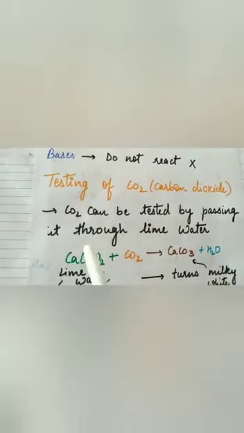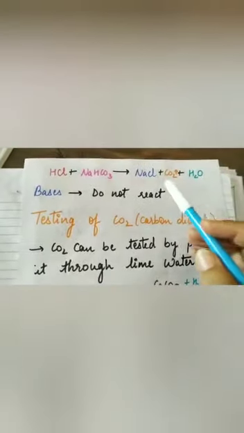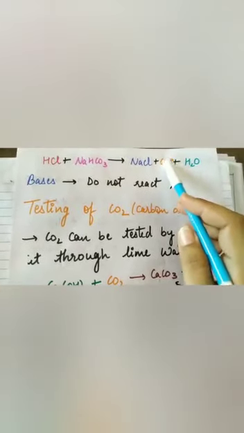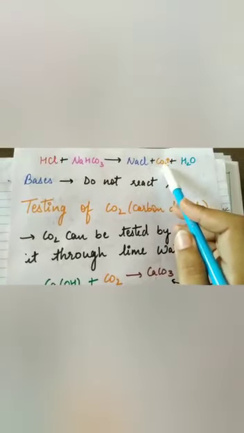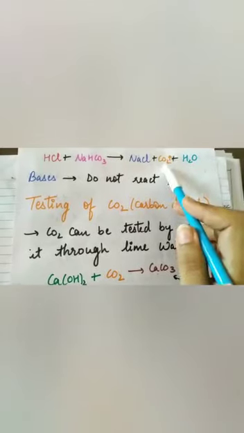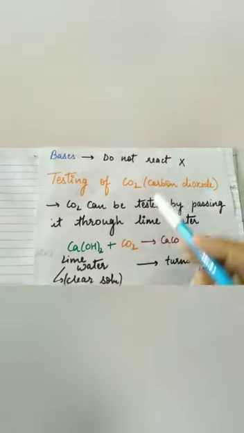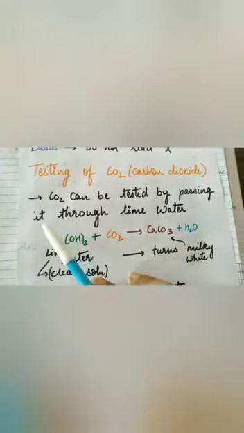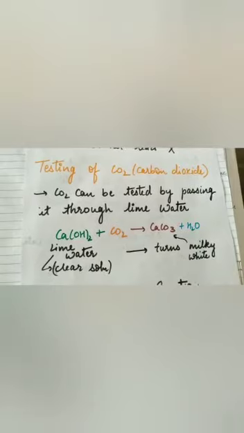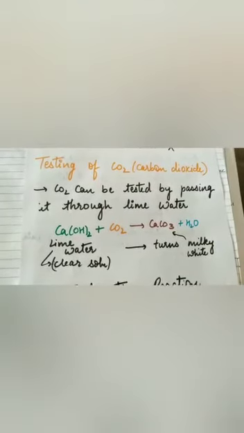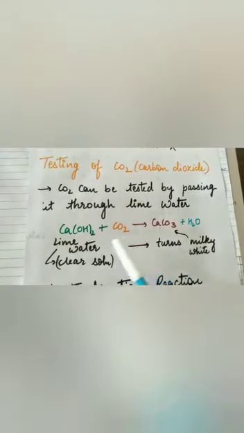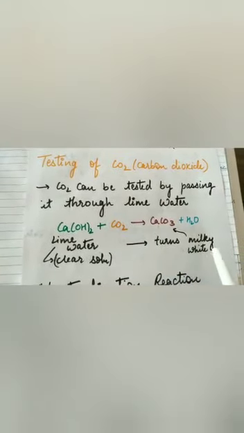Now next is testing of carbon dioxide. The carbon dioxide formed over here, how can we say this gas released is carbon dioxide? So we are going to test whether this gas is carbon dioxide or not. Testing of carbon dioxide can be done by passing it through lime water. When we pass carbon dioxide through lime water, it turns milky. First it is a clear solution.